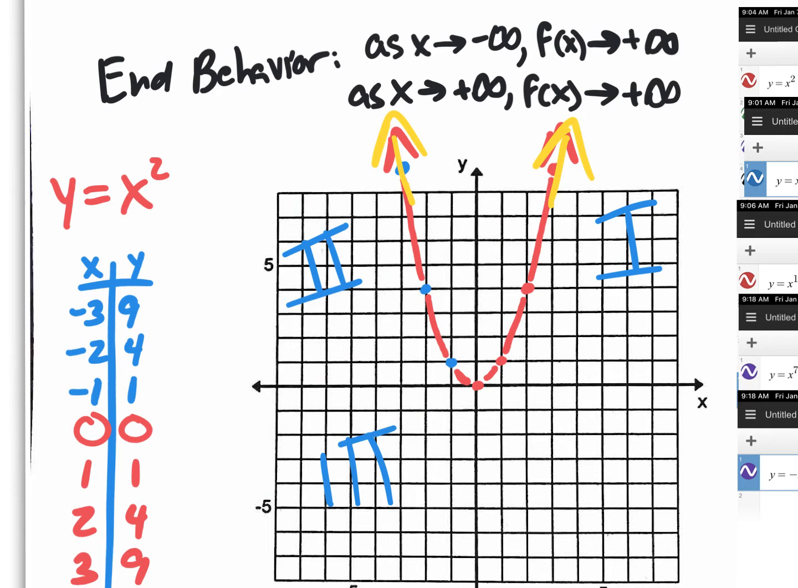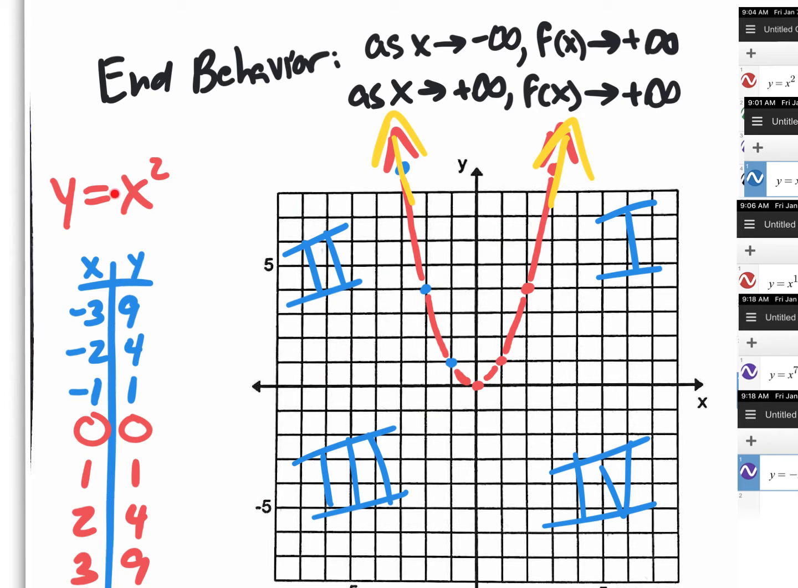This is quadrant 3. This is quadrant 4. You guys remember that from algebra 1? Yeah, if you don't, let's understand it now because it's a lot easier for me to ask you, like, where's the end behavior? Where does this parabola end up? Oh, it ends up in quadrant 1 and quadrant 2, right?